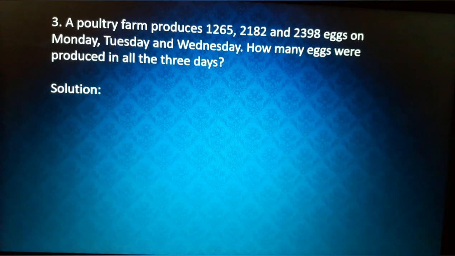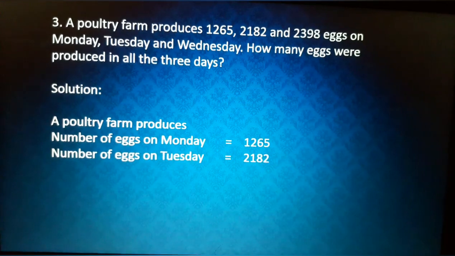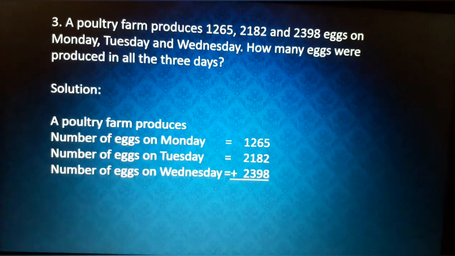So let us see. We are talking about a poultry farm. So a poultry farm produces, statement number 1, number of eggs on Monday 1265. Again I repeat, class, when you are writing the statement, write as simple as possible. So we are talking about eggs on Monday, the number is 1265. Next, number of eggs on Tuesday 2182, number of eggs on Wednesday 2398. So what we have to do is find out the total eggs produced in all the 3 days.